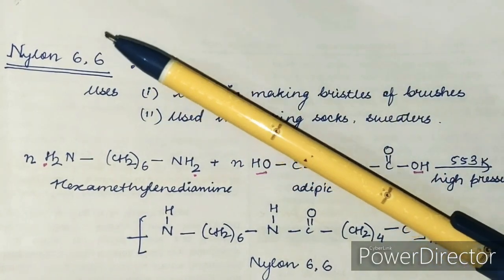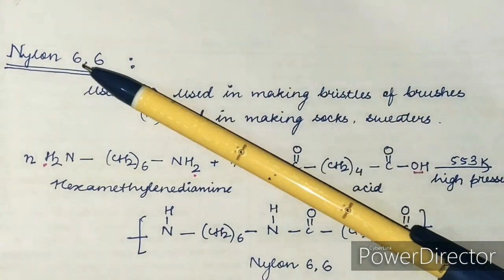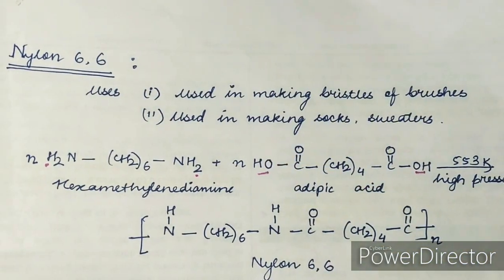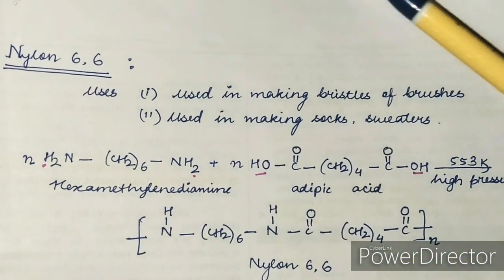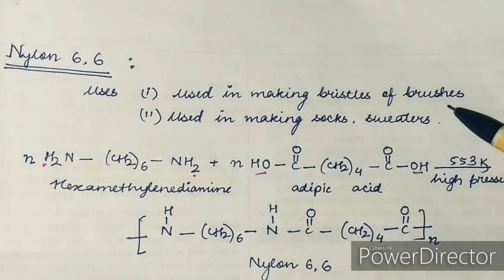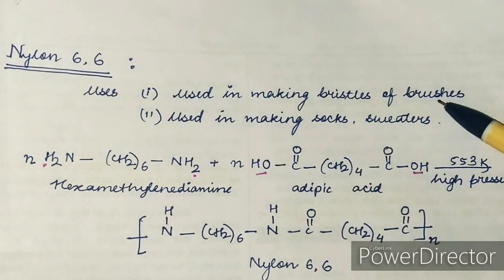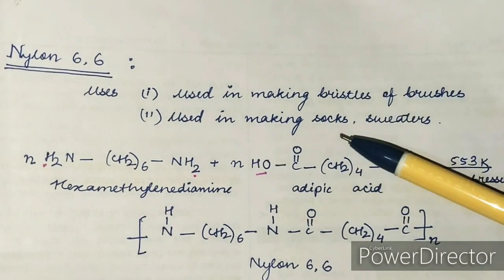Two examples you have got: nylon 6,6 and another one is your nylon 6. So let us first see the nylon 6,6 polymer. Nylon 6,6 polymer is used in making the bristles of brushes. I don't have to say this, I think. So bristles of a brush, it can be a toothbrush, or some hard brush which is used for other purposes besides brushing your teeth.